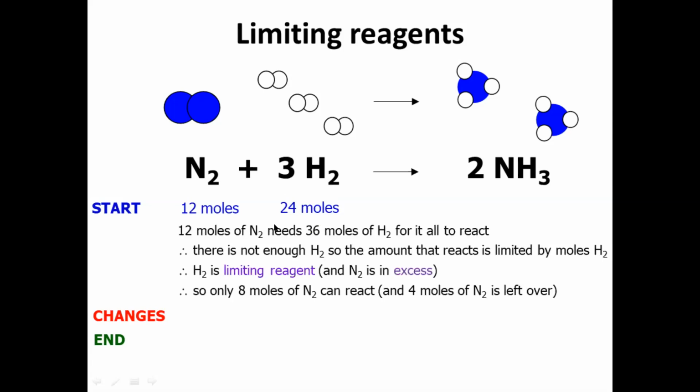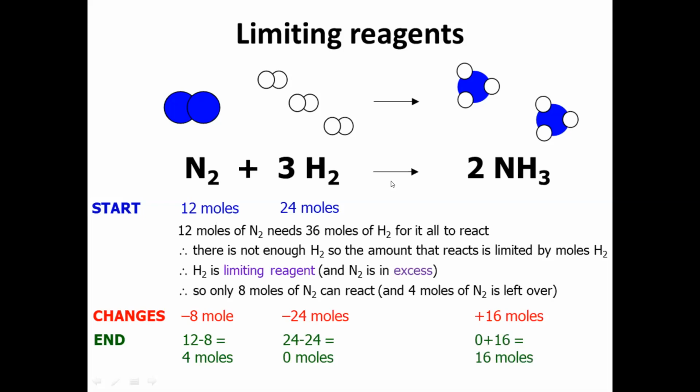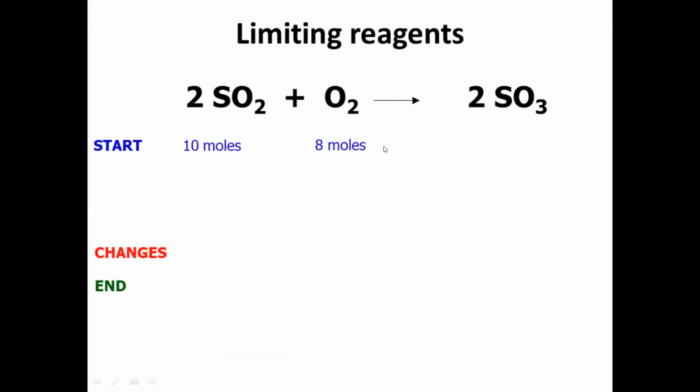So 12 moles of nitrogen would need 36. There's not enough hydrogen, and hydrogen is the limiting reagent, nitrogen is in excess, so you can only react 8 moles of nitrogen. So that means 8 moles of nitrogen will react with all of the hydrogen, and in that ratio, you can work out, probably the easiest is from here to here is 1:2, so you double how much nitrogen reacted. So you have 4 moles of nitrogen left over, hydrogen reacted fully, you made 16 moles of ammonia. One more.